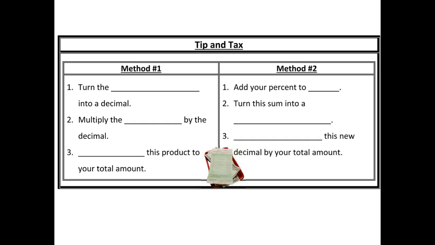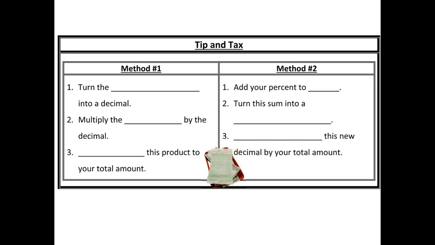Tips and tax are two of the most common versions of markups. This is when a value is increased by a set percentage, just like discounts are when a value is decreased by a set percentage. Just like discounts, we have two possible methods depending on which path you want to take.